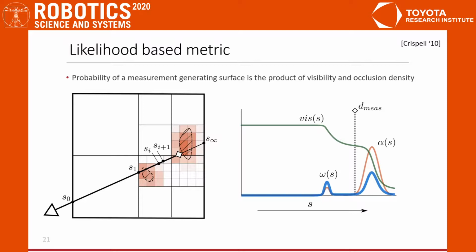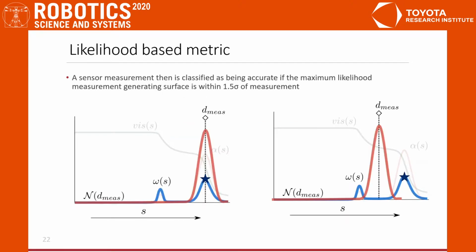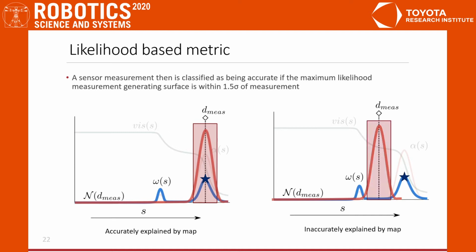Occlusions along the ray reduce the likelihood of the generating surface for the measurement existing further ahead. This is codified by the probability of the measurement generating surface being a product of the visibility and the occlusion density. A sensor measurement then is classified as being accurately explained by the map if the distance of the maximum likelihood measurement generating surface, denoted here with the star, is within 1.5 sigma of the sensor measurement. Hence, for the measured distance on the left, the map accurately explains it, whereas for the one on the right, the map doesn't.